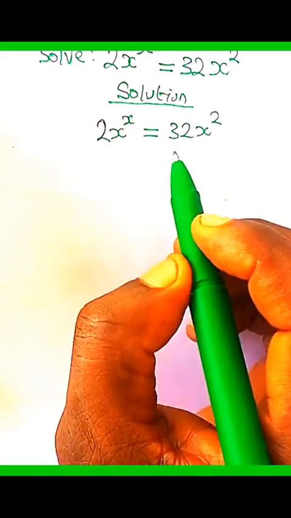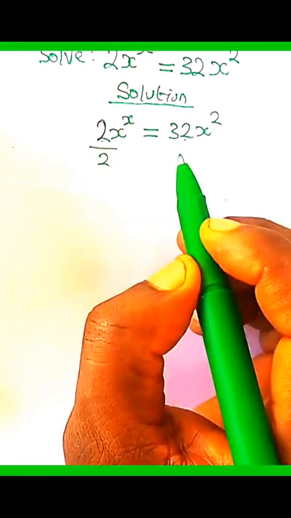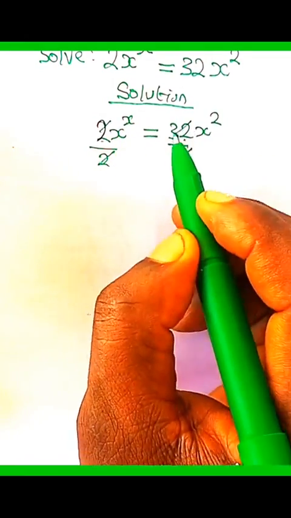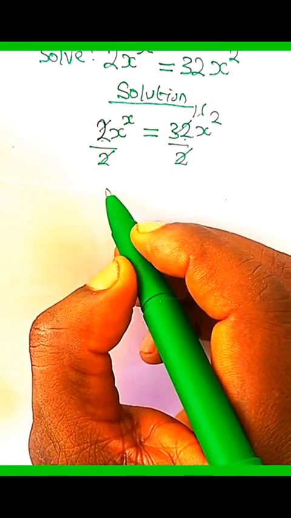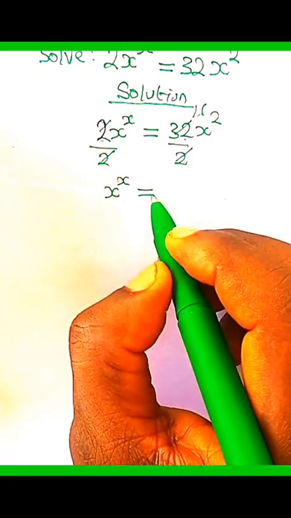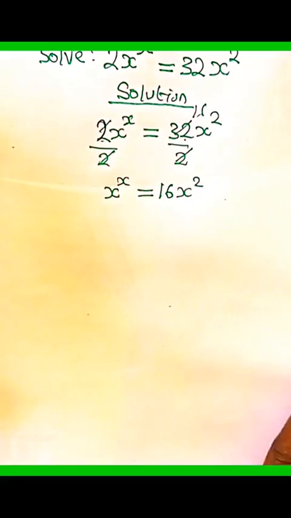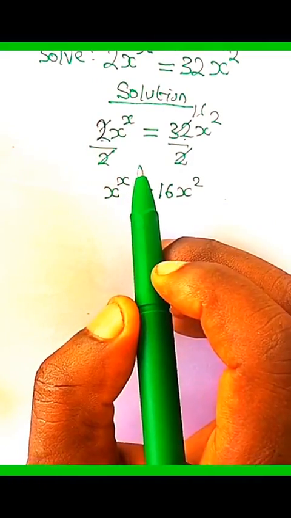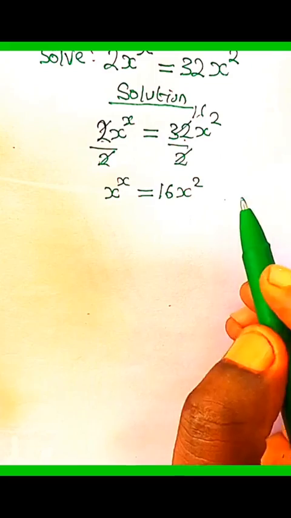Now you observe that these two can divide 32. Just reduce their work by dividing it. So this one will go, and this one will give you 16. The question is now reduced to x^x = 16x^2. But mind you, do not reduce the variables, only the constants that you can reduce, because if you reduce the variable, you might lose some of the answers.